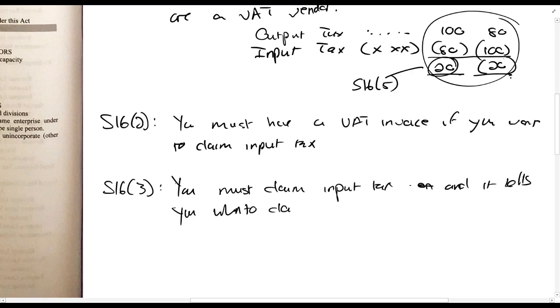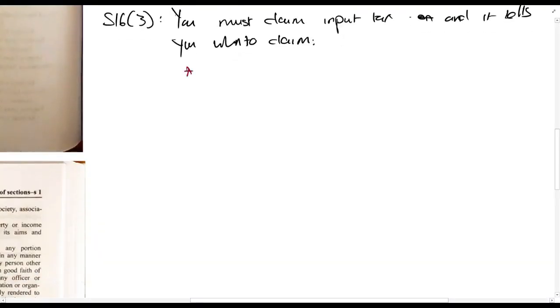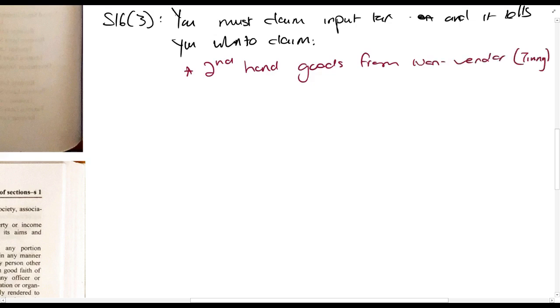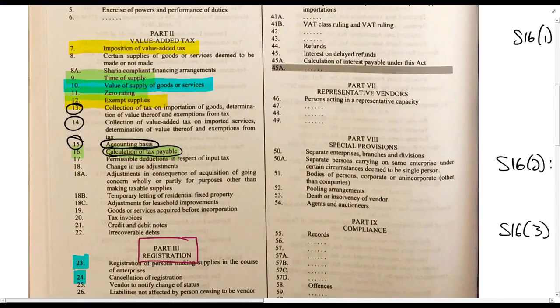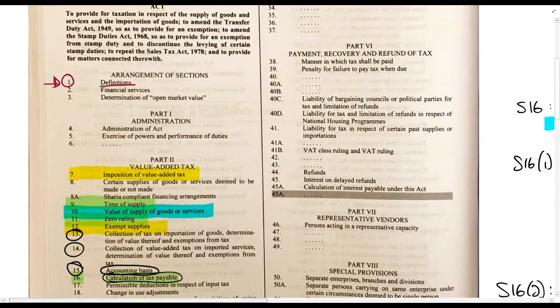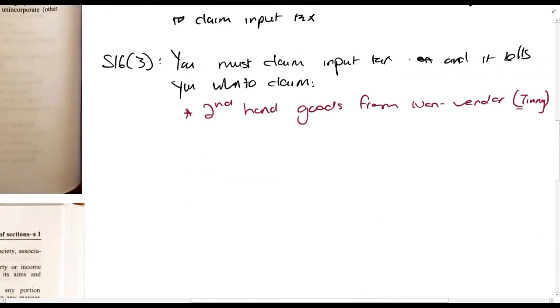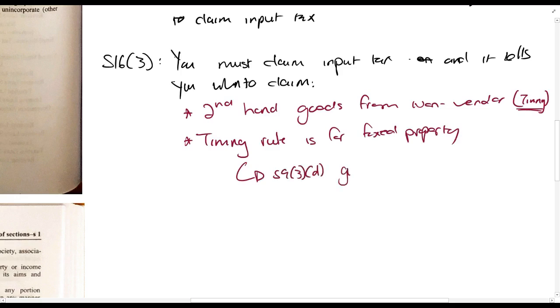Now, the most important rules that we have there will be your second-hand goods from a non-vendor. That's where the timing rule sits. The value rule sits in section 1 in the definition of input tax, you'll remember. Okay, so that's where the timing rule is for second-hand goods. This is also where the timing rule is for fixed property. Now I'm just reminding you, section 9(3)(d) gives us timing as well, but section 16(3) overrides that. Okay, so that's just important for you to remember.